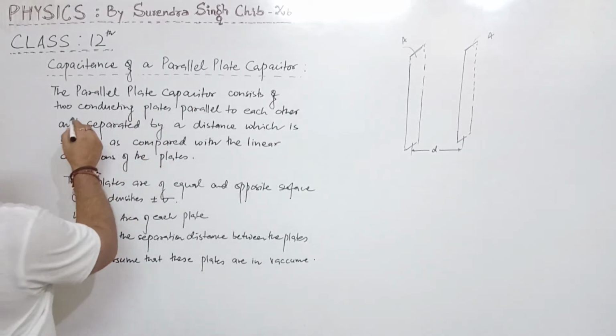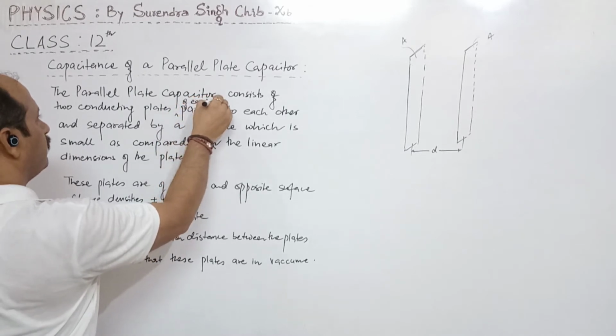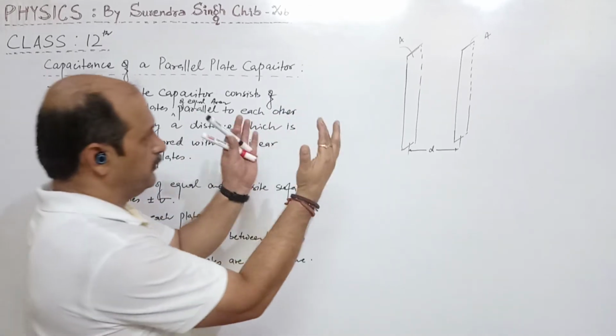The parallel plate capacitor consists of two conducting plates of equal area, kept parallel to each other and separated by a distance which is small as compared with the linear dimensions of the plates. So this is a parallel plate capacitor.